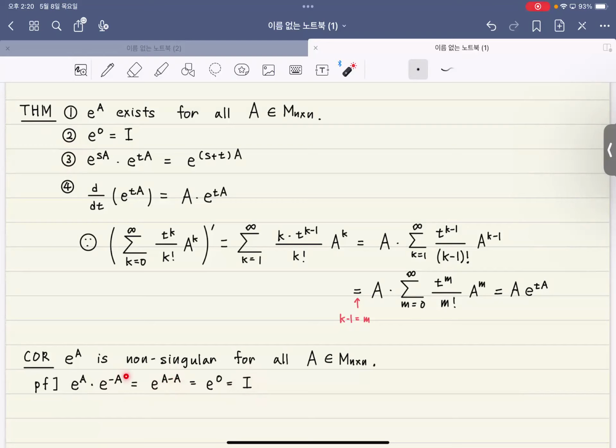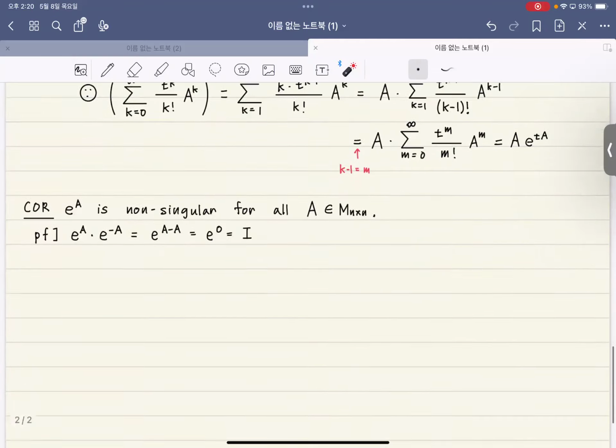So e to the minus A is a right inverse of the matrix e to the A, but this is a square matrix, and the right inverse is automatically the left inverse. So this is precisely the inverse of the matrix. Therefore, e to the A is an invertible matrix, so it must be non-singular. All right? Okay, good.